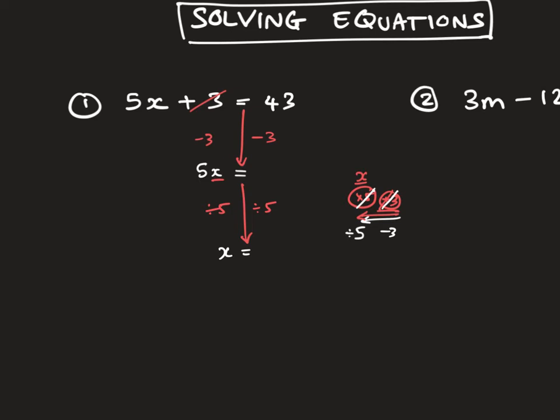So let's look at this 43 here. If we subtract 3 from that, we're left with 40. And if we divide that by 5, we get 8. So x is equal to 8. Now, what I often recommend is putting that into the equation again and double checking. So what is 5 times 8? That is 40. And then we add the 3 here, which gives us 43. So we know that this is correct. And there's my little smiley face there.